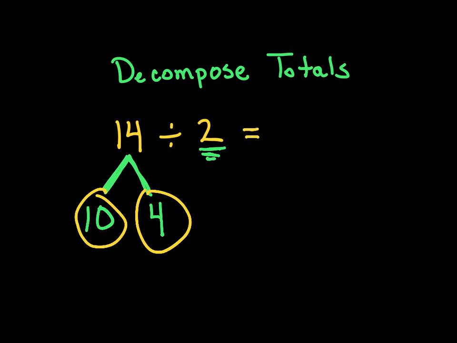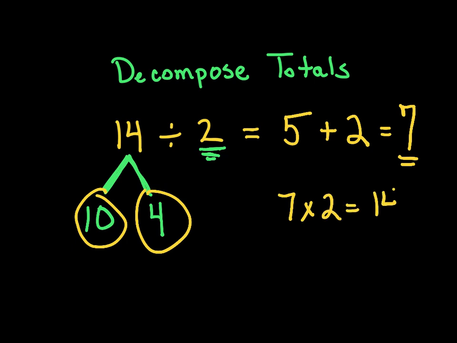How are we going to divide? We're going to say 2 goes into 10 how many times? Well, it goes into it 5 times. 2 goes into 4 how many times? It goes into it 2 times. And we get an answer of 7, which makes sense because this is a basic fact. 14 divided by 2 is 7. 7 times 2, if we check, does equal 14. So this is how we can decompose totals, and this is what we're going to be looking at today.